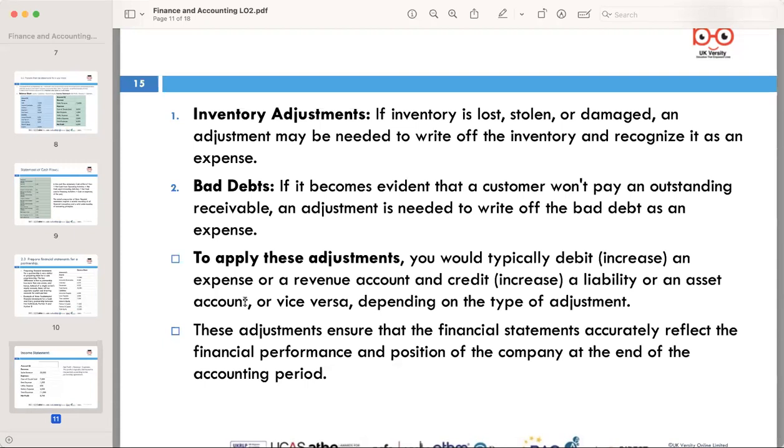Bad debts: a customer may not be able to pay us the money they owe, and it becomes evident that we won't be able to collect that outstanding receivable. In such cases, we need to adjust our records to write off the bad debts as an expense. Similar to inventory adjustments, we usually increase an expense account by debiting it and decrease an asset account by crediting it. This adjustment allows us to accurately represent the amount of money we expect to receive from our customers.